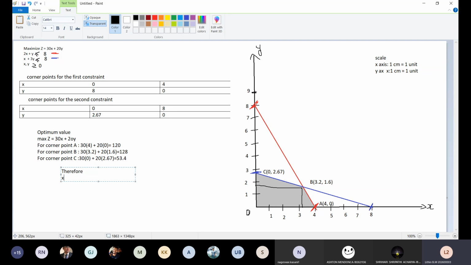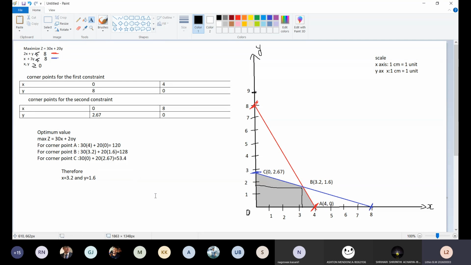x equals to what? 3.2, and y should be 1.6. So we have to produce 3.2 units of product 1 and 1.6 units of product 2, so that this particular combination would help us to maximize our profit. So we are done getting the answer for the first question. So now we have to look at the second question.